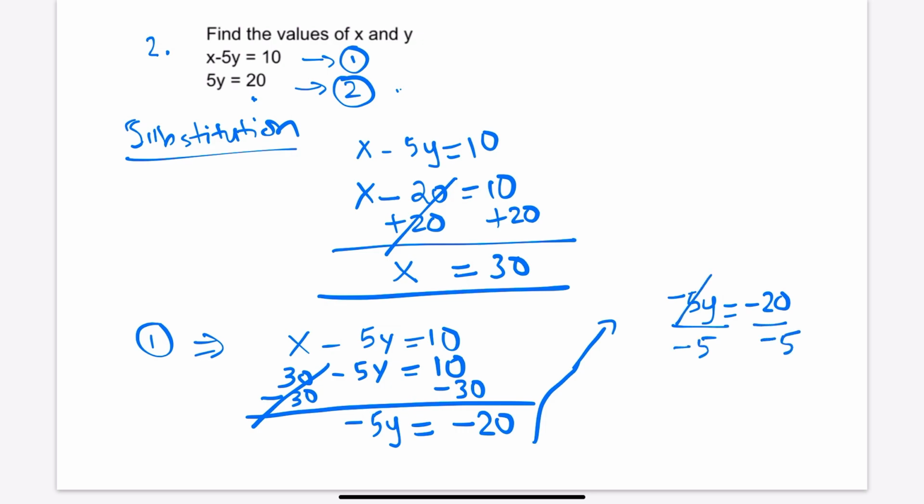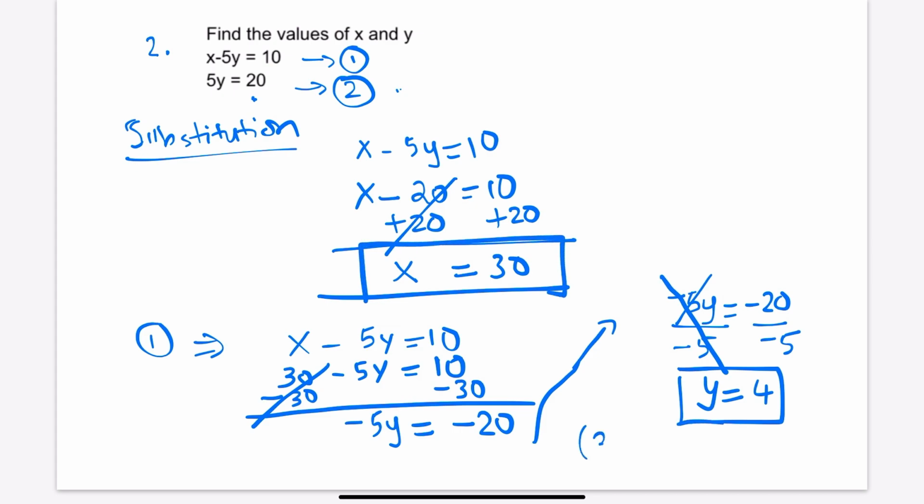So negative 5 gets cancelled out. We are left with y is equal to negative 20 over negative 5, which is 4. Okay, so x is 30, y is 4. The answer choice in the SAT test may also look like 30 comma 4. That means x comma y, x is 30, y is 4. This is still a valid answer.